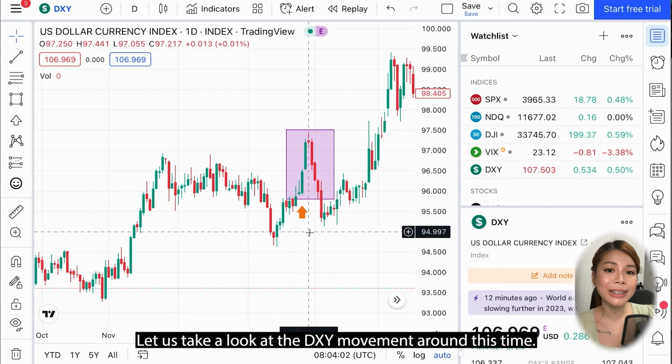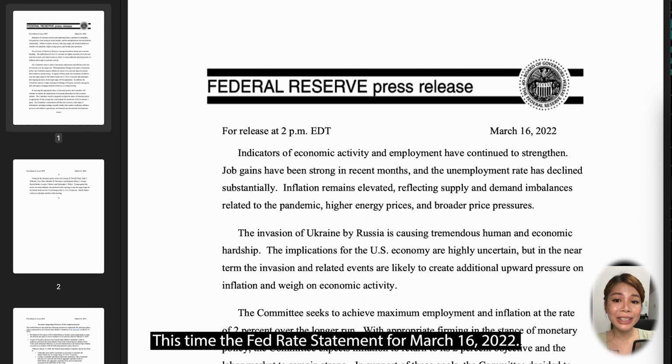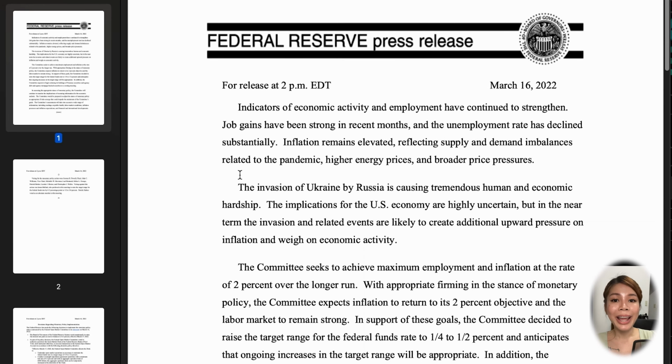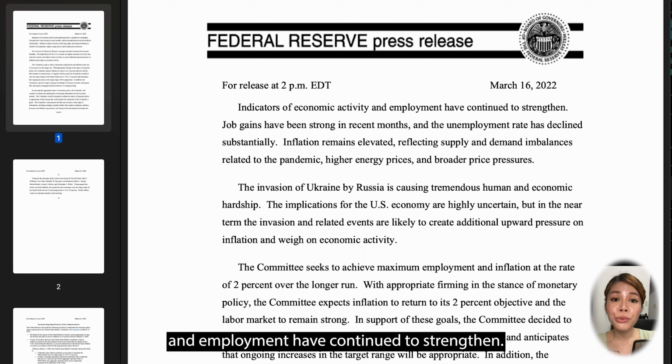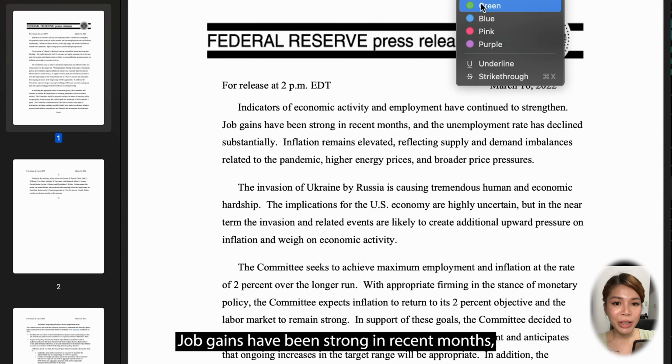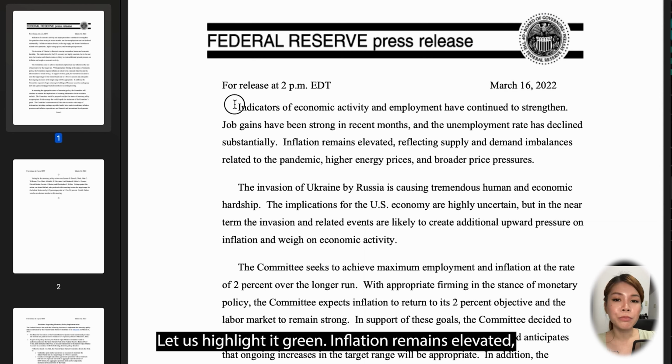Let us take a look at the DXY movement around this time. Let's do another example. This time, the Fed rate statement for March 16, 2022. Indicators of economic activity and employment have continued to strengthen. Job gains have been strong in recent months, and the unemployment rate has declined substantially. This is good news. Let us highlight it in green.